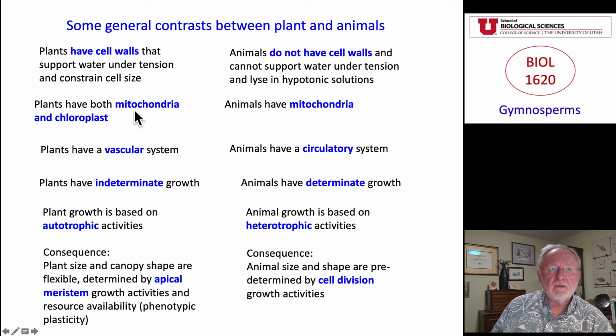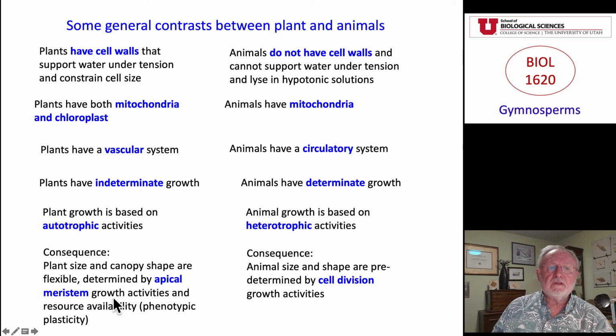Plants have mitochondria, so do animal systems, but plants also have chloroplasts. Plants have a vascular system, a one-way elevator moving water and nutrients up, and a one-way elevator moving food and other resources down. In contrast, animal systems have a circulatory system, so it's a closed circulation system. Plants have indeterminate growth. The shape is determined over time, whereas animals have a predefined determinate growth pattern. Plants are autotrophic, animal systems are heterotrophic.